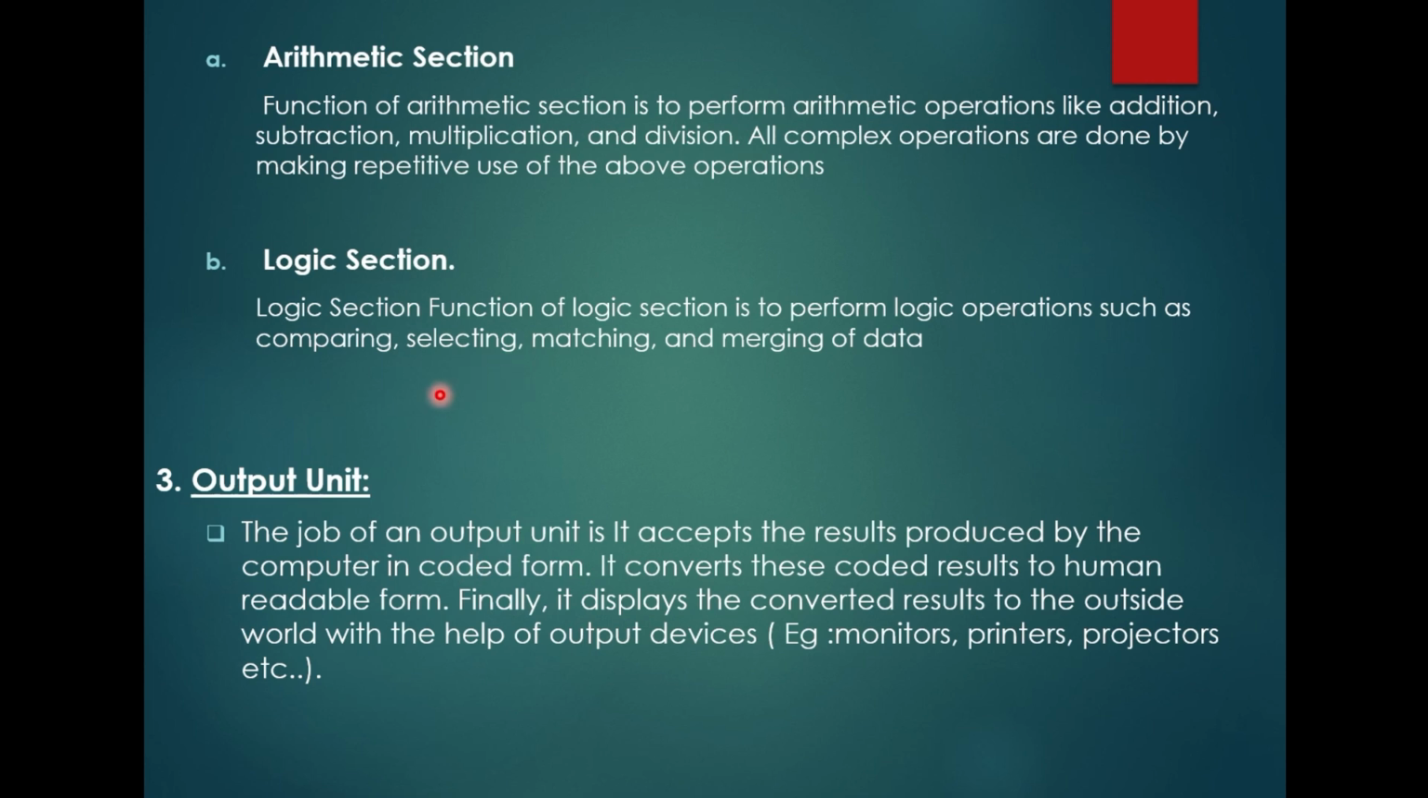Okay. For example, we gave the sum of two numbers. It processes the addition of two numbers and gives the output. Machine readable language is converted into human readable language. For that, it converts the coded results to human readable form. For that, we use some devices. Those are output devices: monitors, printers, projectors. We can easily understand what the output is, which is in human readable language.